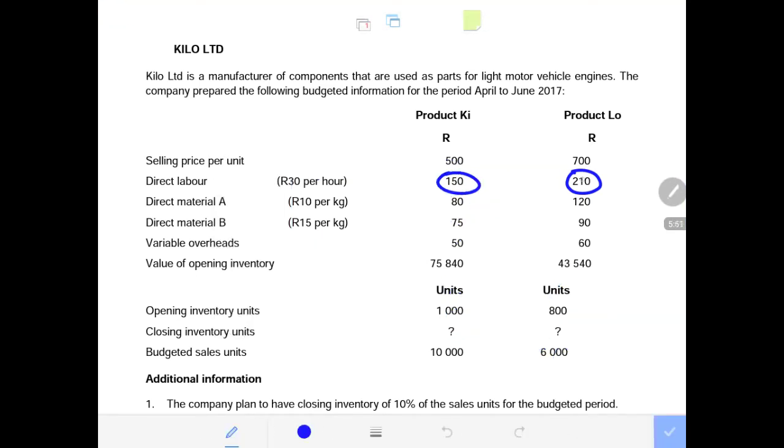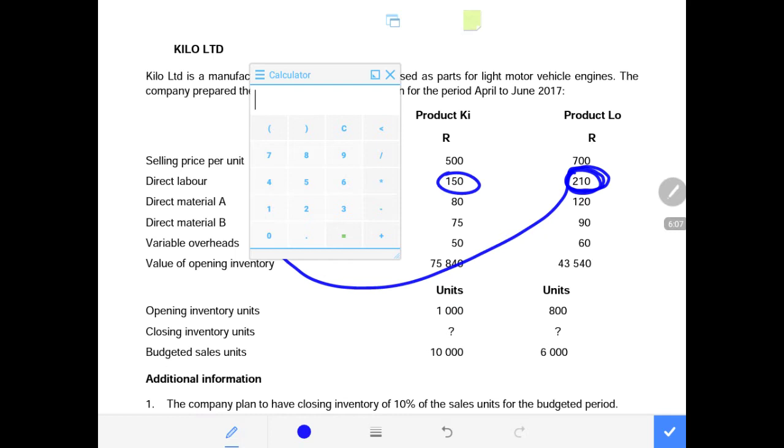Now coming to the second product, there is not much to explain in detail, the same approach. That means we just take the cost per unit and divide this by the rate per hour in order to get the hours it took to complete 1 unit of product LO. So now that will be 210 divided by 30 rand. That means it takes 7 hours for these employees to complete 1 unit of product LO. It's almost the whole day, but KI took them 5 hours, while LO took 7 hours.